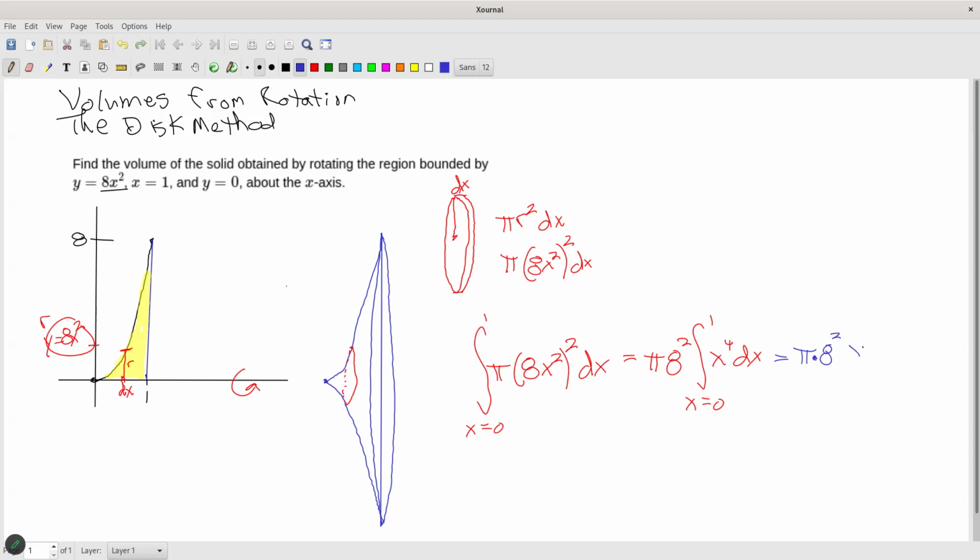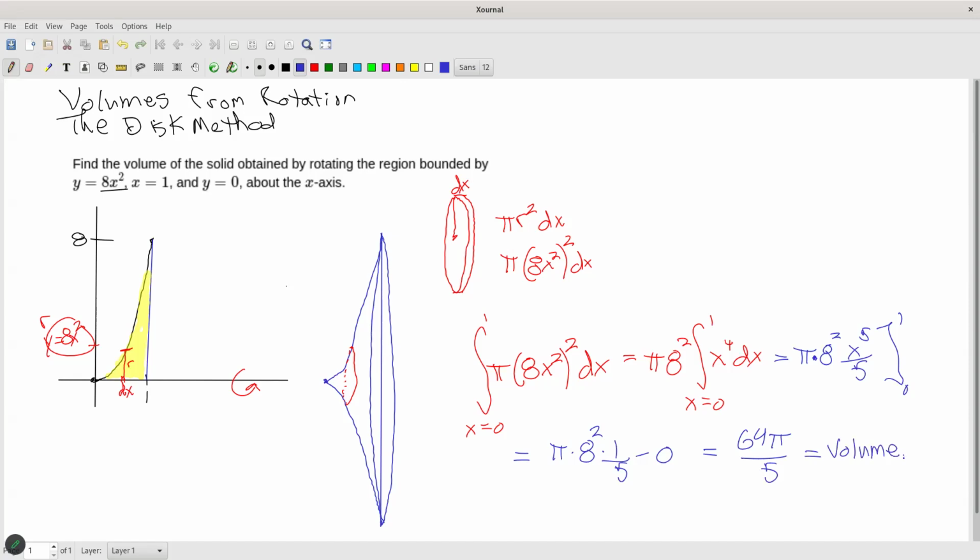So then my antiderivative here will be pi times 8 squared times x to the 5th over 5 from 0 to 1, and evaluating that. Plugging in the 1, I'm going to get pi times 8 squared times 1 to the 5th, which is just 1 over 5, minus, when I plug in 0, is 0, so that's kind of cool. So then my final answer here is, I guess we can write 8 squared as 64 now. 64 pi over 5 is my volume of this three-dimensional shape.